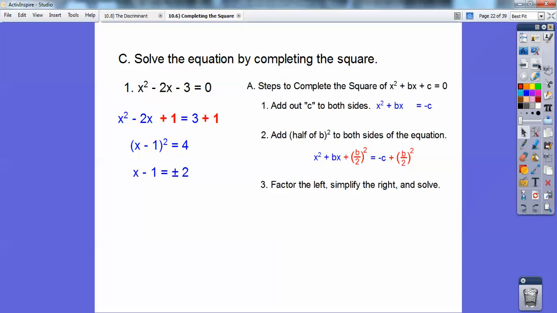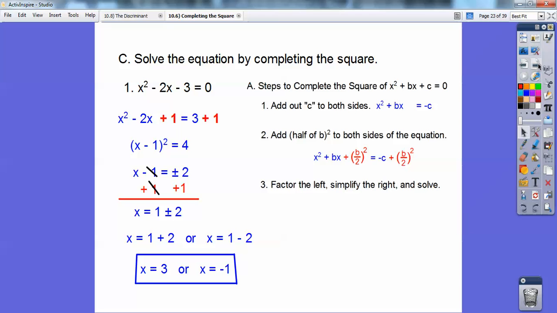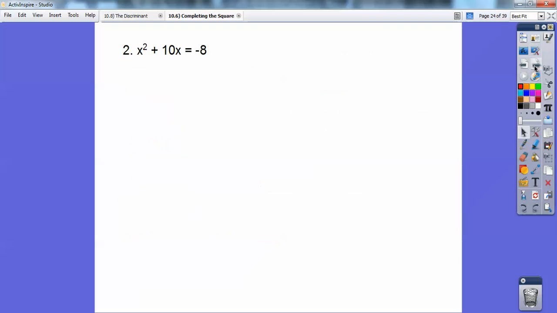Okay, and then square root both sides. Square root of 4 is 2. Okay, now I'm going to add 1 to both sides, so I get 1 plus or minus 2, so it becomes 1 plus 2 or 1 minus 2. Okay, 1 plus 2 is 3, 1 minus 2 is negative 1. Okay, so there's my plus or minus, and since 2 is a whole number, I can go ahead and add that with 1. Okay, and subtract it with 1.